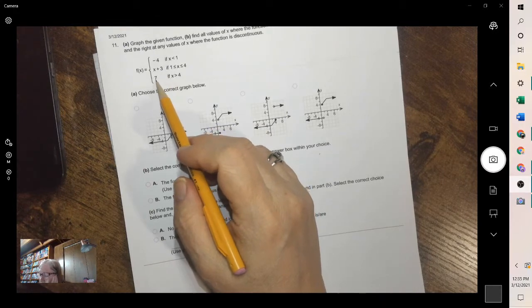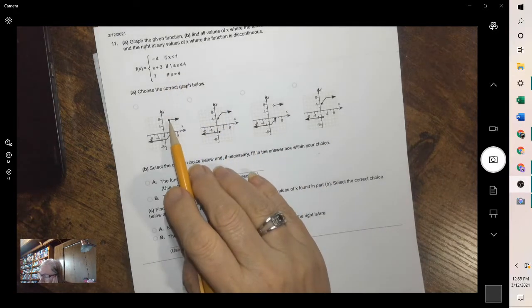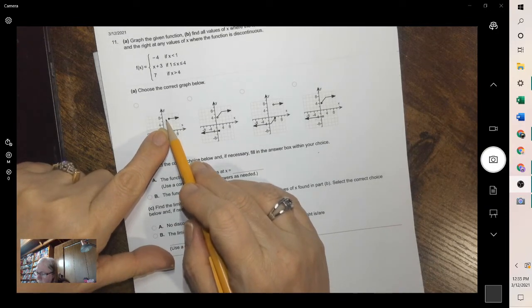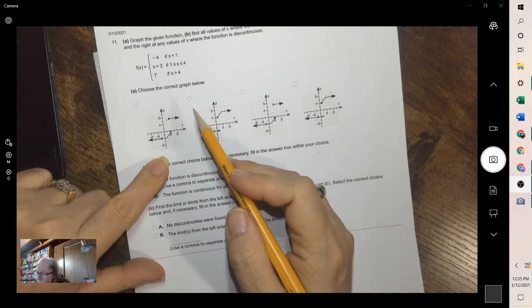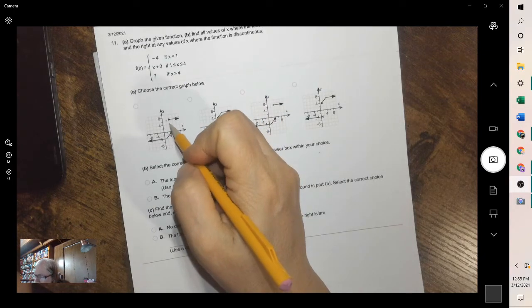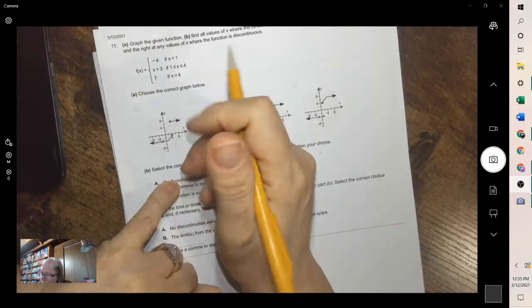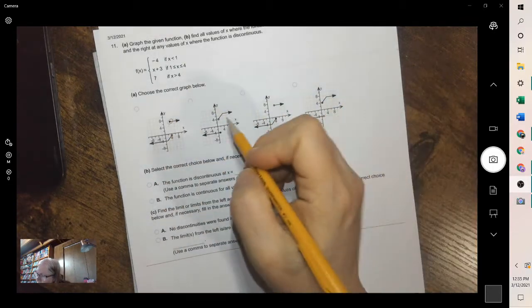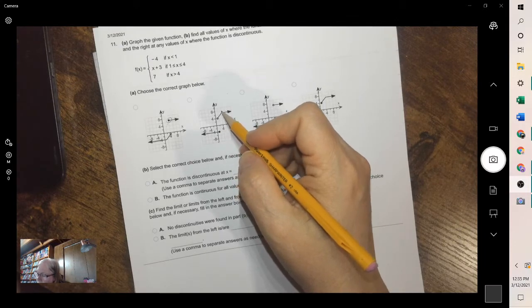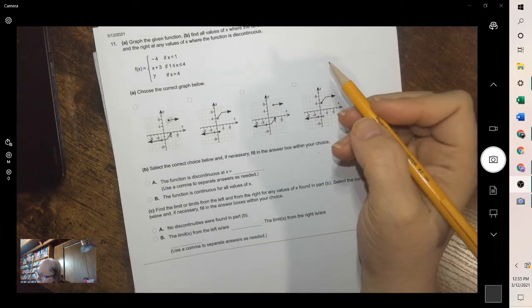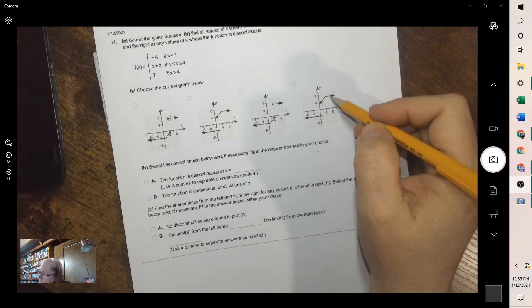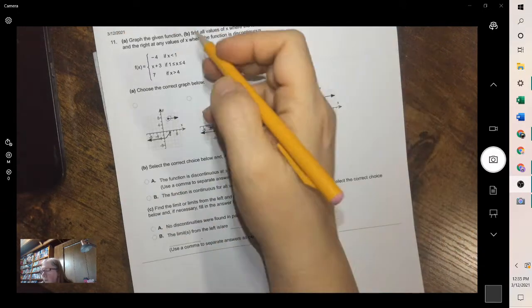This one is saying 7 when x is greater than 4. So it should have started here. Wait, greater than 4. Actually, it should have had an open circle because it wasn't including it. This one's coming down, so I don't think that's right. Could be any one of these. So let's try this one.